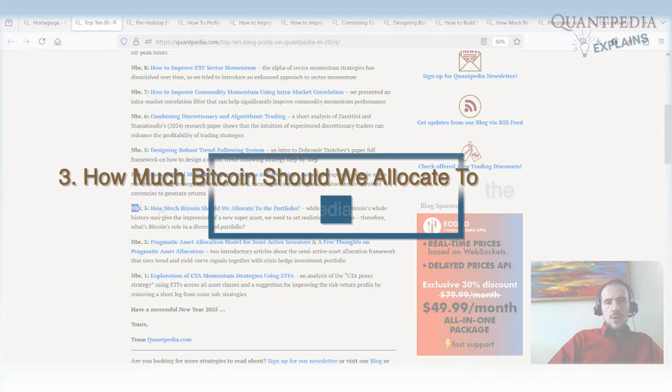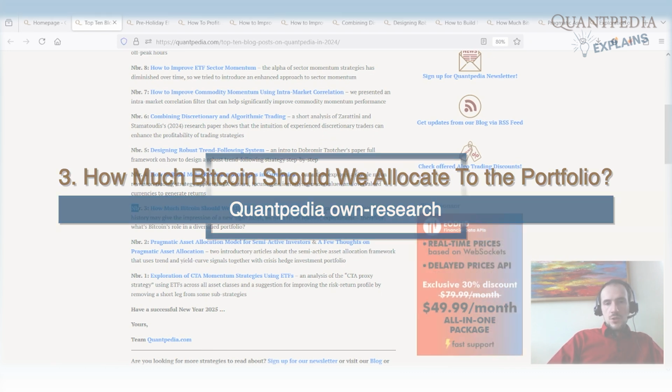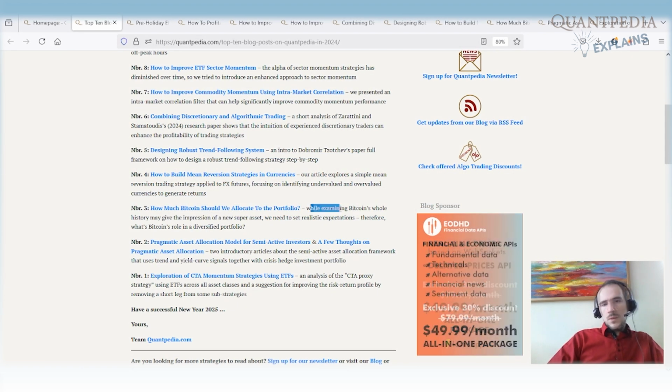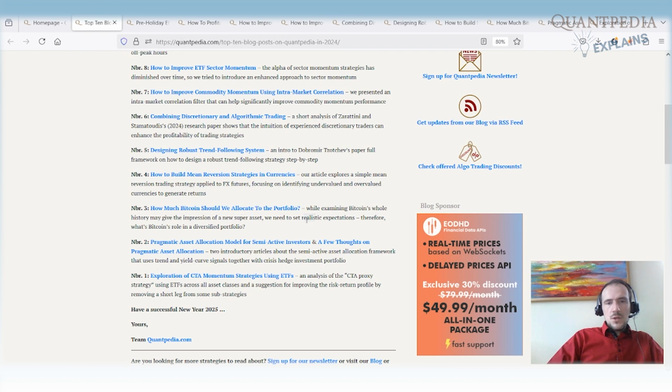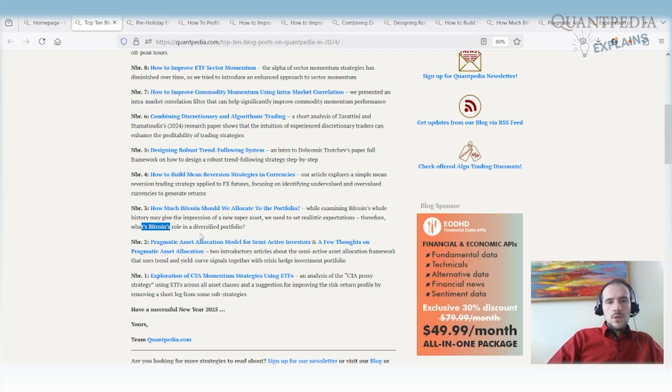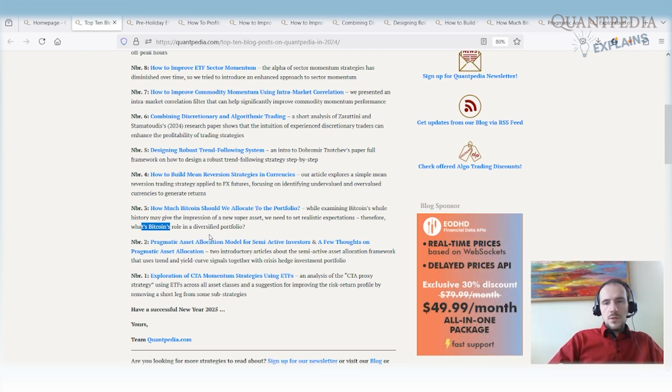Place number 3, we have how much Bitcoin should we allocate to the portfolio. That's a portfolio allocation article. We can examine Bitcoin's whole history, and we can have an impression that Bitcoin is a new super asset, but it's good to have realistic expectations. What should be the role of Bitcoin in a diversified portfolio that consists of bonds, commodities, real estate, equities, etc.? How many percent should I place into Bitcoin as an asset class?